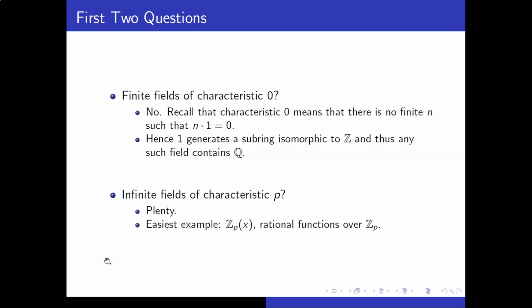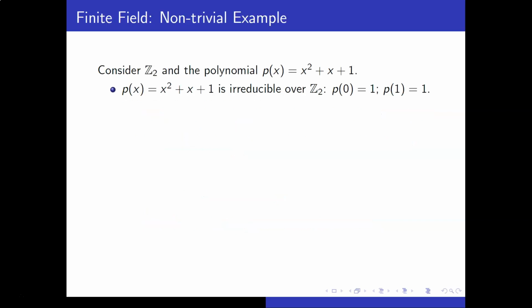All right, so that leaves the last question. Are there finite fields other than the simple Z mod Ps? Yeah, though there aren't very many in some respect. So let's have a look at an example.